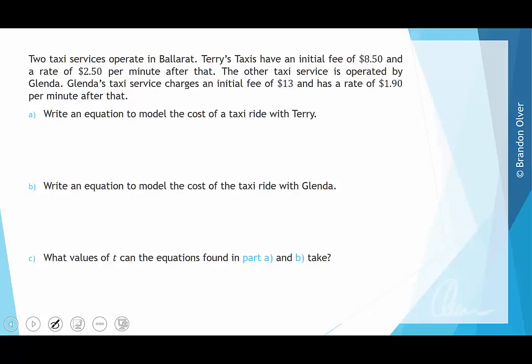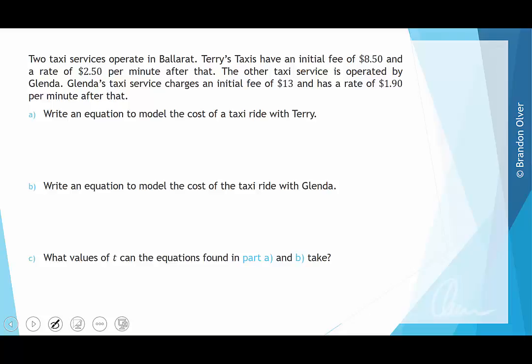Two taxi services operate in Ballarat. Terry's taxis have an initial fee of $8.50 and a rate of $2.50 per minute after that. The other taxi service is operated by Glenda. Glenda's taxi service charges an initial fee of $13 and has a rate of $1.90 per minute after that.